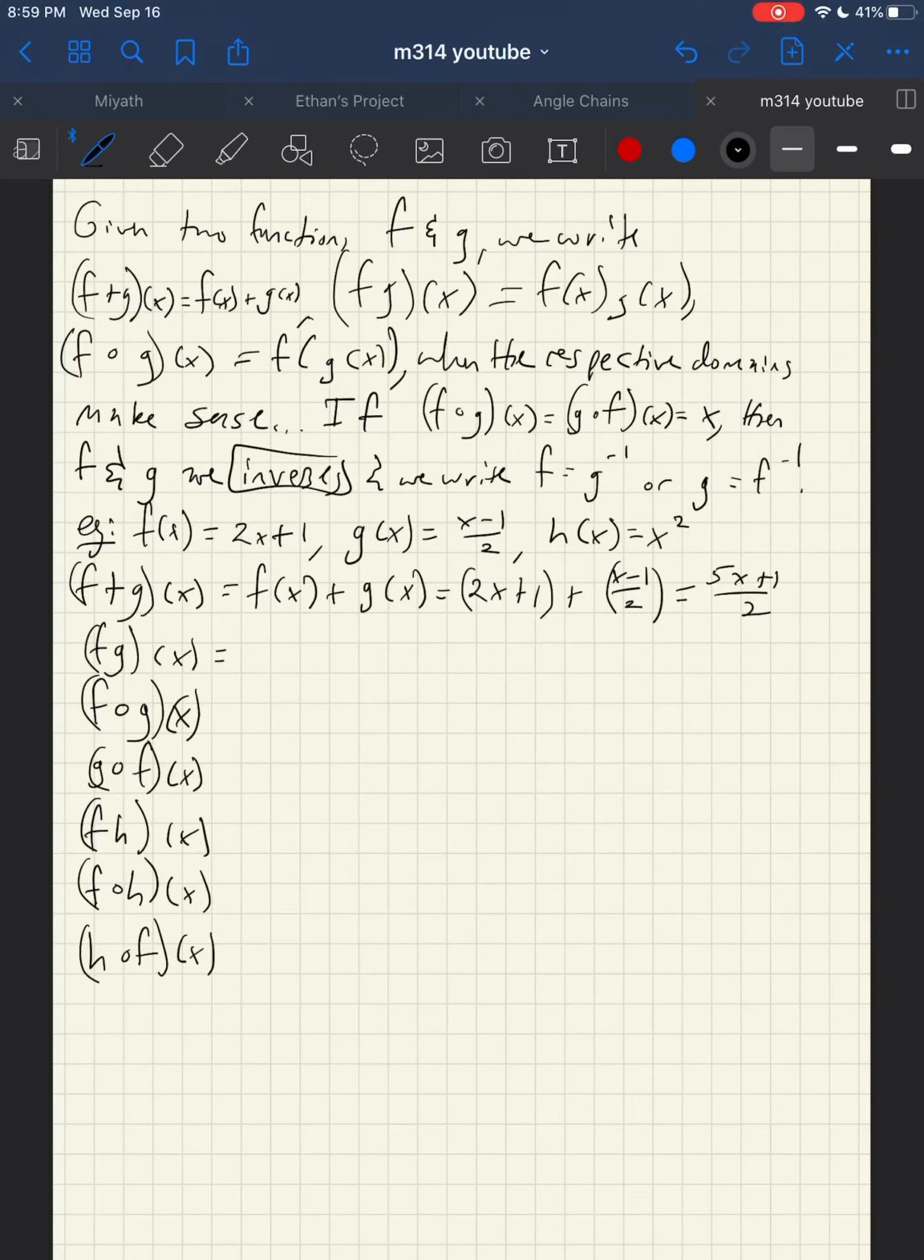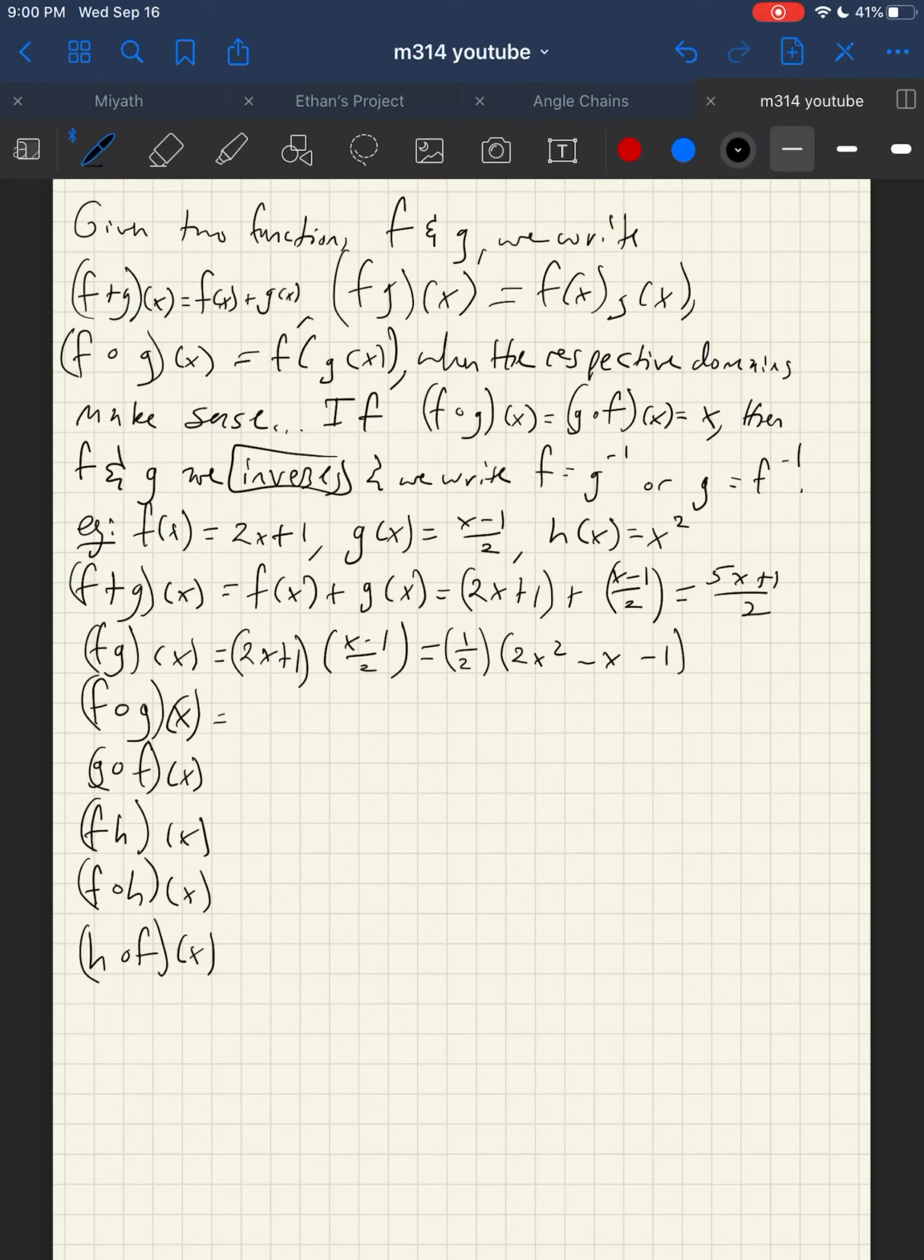Okay, f times g of x, that would be 2x plus 1 times x minus 1 over 2. I was going to say, this one's going to be ugly. I want to skip it, but whatever. I'm going to pull the 1/2 out front. And we're going to have 2x squared, plus x minus 2x, so minus x, and then minus 1. That seems about right. That's fine.